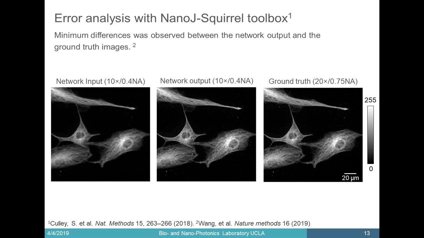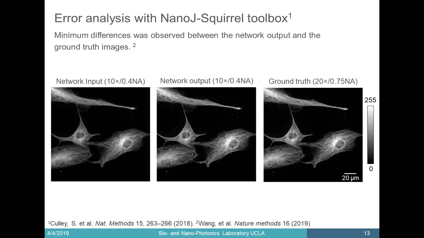So a common concern of computational approaches to enhance image resolution is the potential spatial artifacts. Here we used the NanoJ-SQUIRREL plugin, which is a toolbox to quantify the potential artifacts for super-resolution microscopy between a low-resolution image and a super-resolved image.